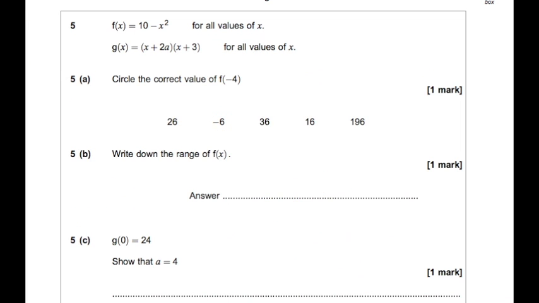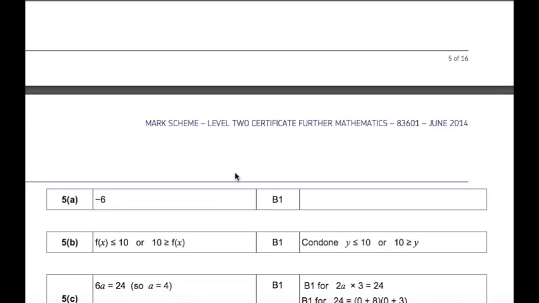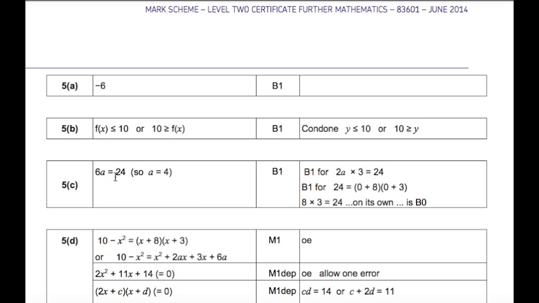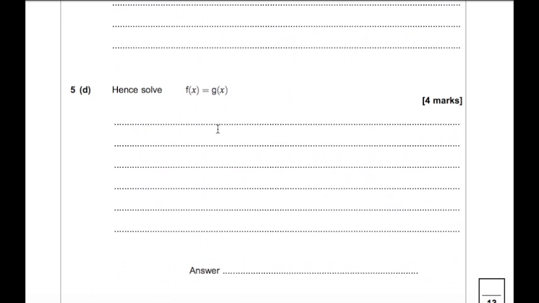Right, good. So there, a mark for minus 6, a mark for f of x is less than or equal to 10, and then here you have to have 6a equals 24 and then say so a equals 4. And it looks like we've got part D as well.